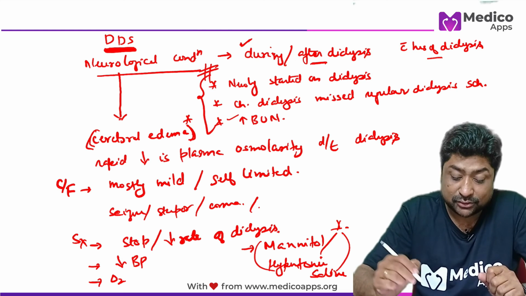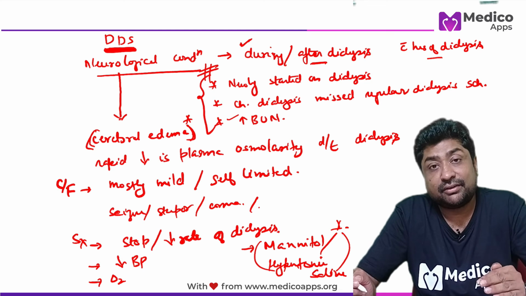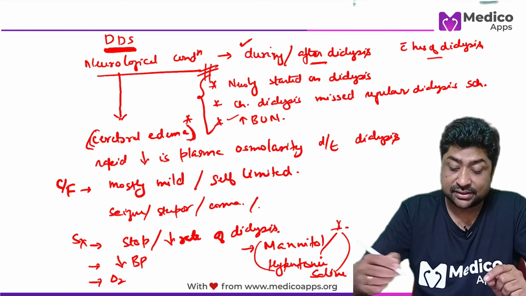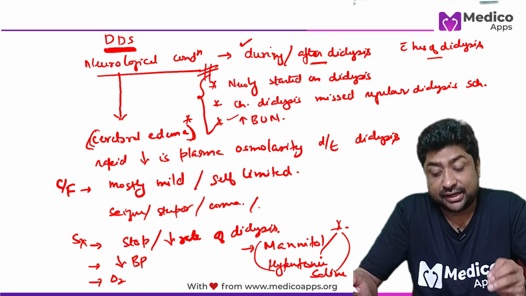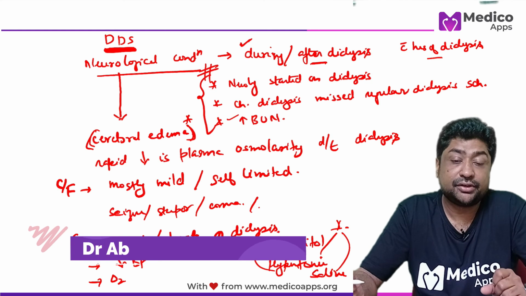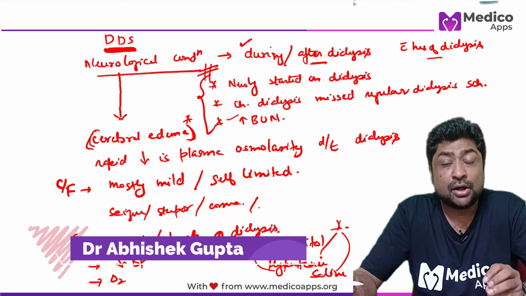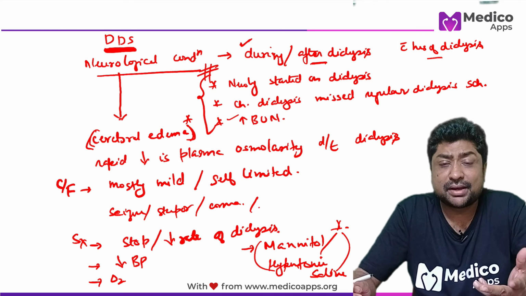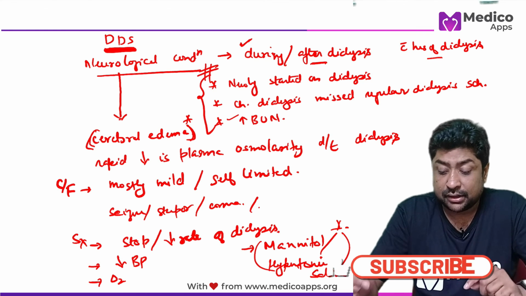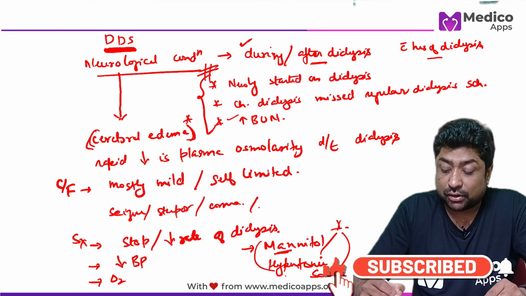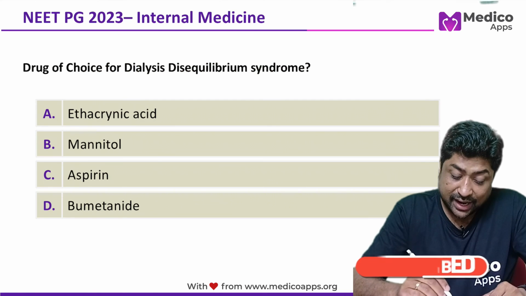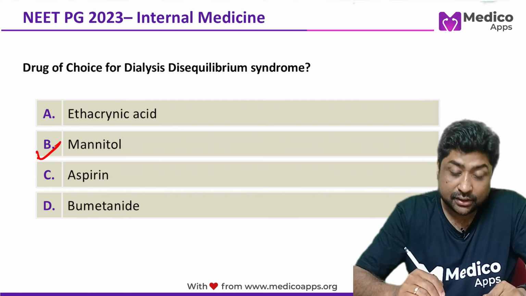So we have seen the pathogenesis: cerebral edema secondary to the rapid decrease in the plasma osmolality due to the dialysis. Mostly they are mild and self-limiting, but severe cases may have seizures, stupor, coma, all the features of increased cerebral edema. And how do we manage it? Primarily symptomatic, but in severe cases we can use Mannitol and hypertonic saline to decrease the cerebral edema. So the correct answer for this will be B, Mannitol.